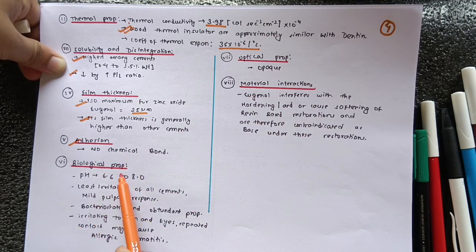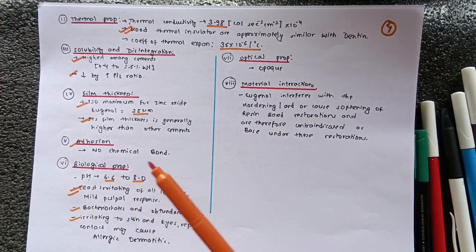After that, in physical properties, the pH is 6.6 to 8. It is the least irritating of all cements. Mild pulpal response is present there. As I have discussed earlier, it is quite alkaline, 6.6 to 8. Similarly, it is bacteriostatic and an obtundent property is present, irritating to the skin and the eyes with repeated contact.